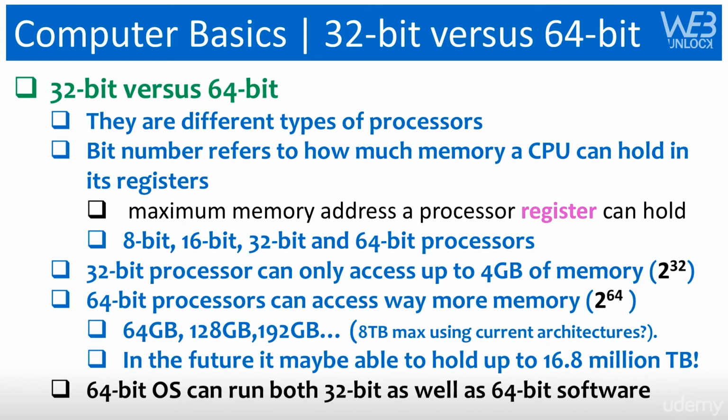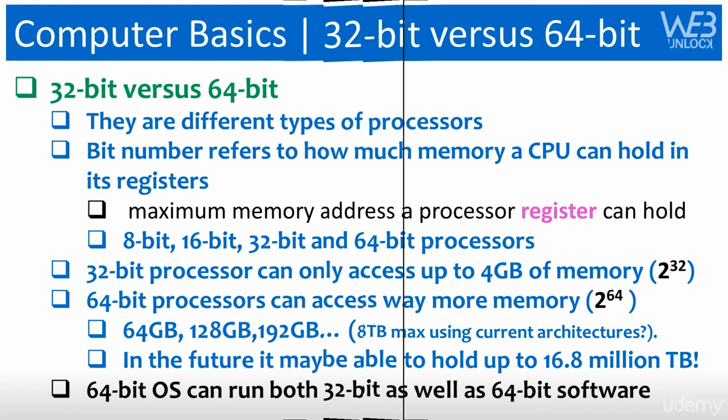In addition to that processor, there's also a note about the operating systems themselves. Because there are 64-bit processors and 32-bit processors, operating systems can take advantage of that. A 64-bit operating system can run both 32-bit as well as 64-bit software, and it can harness the full power of the 64-bit processor, whereas a 32-bit system can only utilize a subset of the processor, even if the processor is 64-bit.